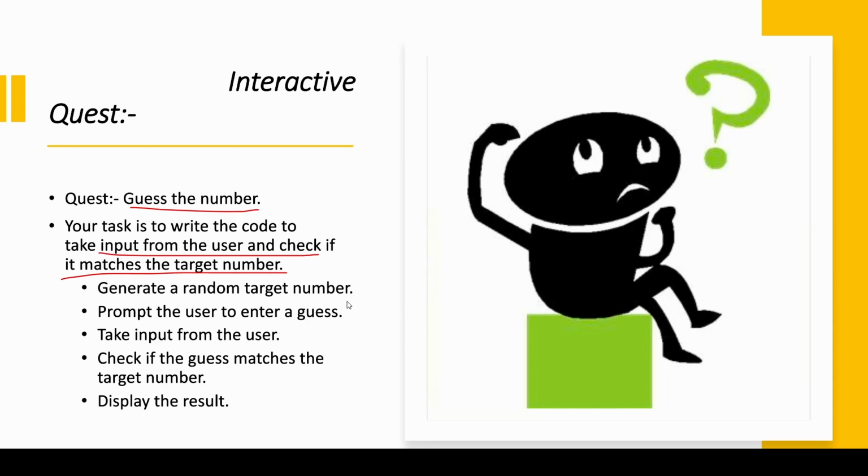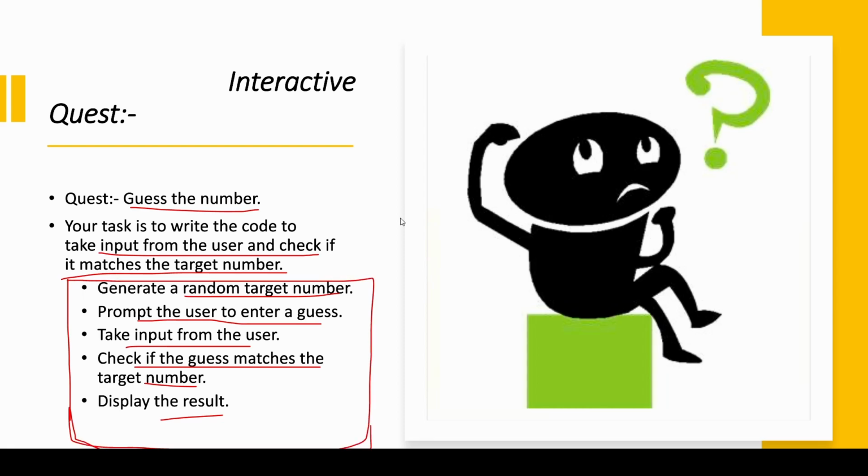These are the roadmaps we have to follow to reach our goal. So what are the subtasks? The first task is to generate a random target number, prompt the user to enter a guess, take input from the user, check if the number matches the target number, and then display the result. You have to do all these tasks to successfully make this game.